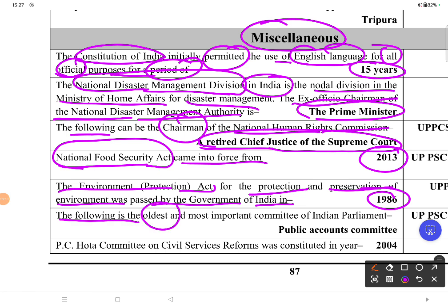The following is the oldest and most important committee of the Indian Parliament: Public Accounts Committee. The P.C. Hota Committee on Civil Services Reform was constituted in the year 2004.